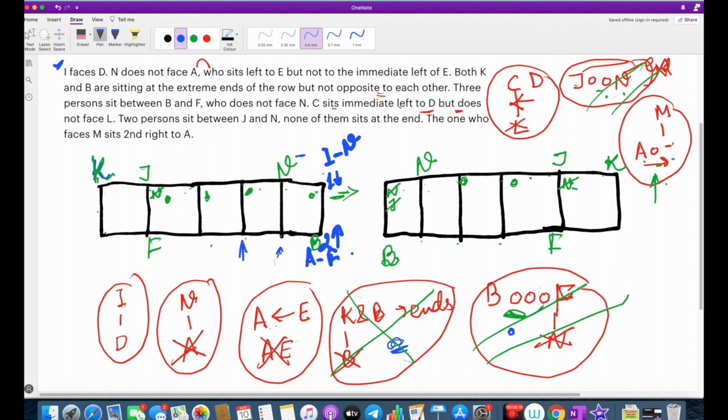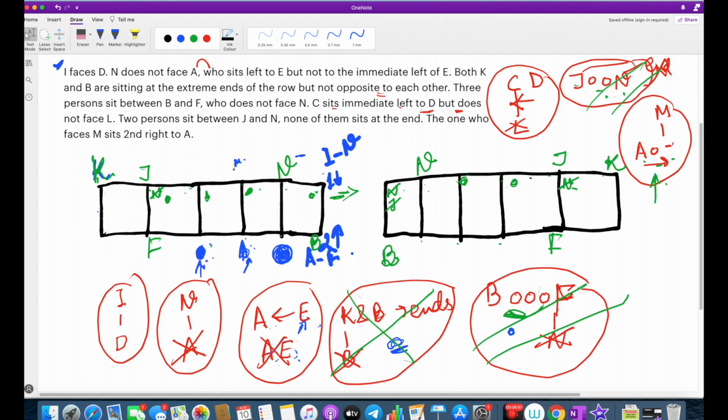You cannot place A here, because towards the right of A you have to place E, and only one position is there, that is this one. But E cannot be to the immediate right of A, so you cannot place A here as well. Now, if you place A in this position, then second to the right of A, that is here, will be M. M will be here.